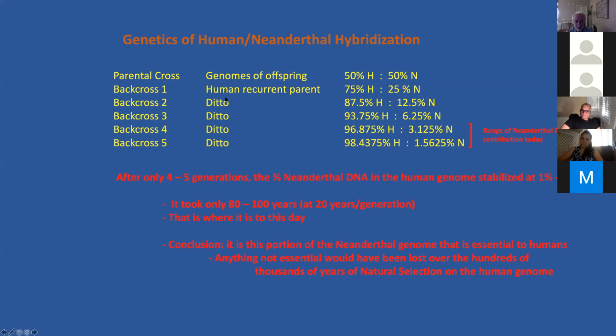Any questions about the genetics here, the proportion of DNA, and why backcrossing to Neanderthals didn't work and backcrossing to humans did?